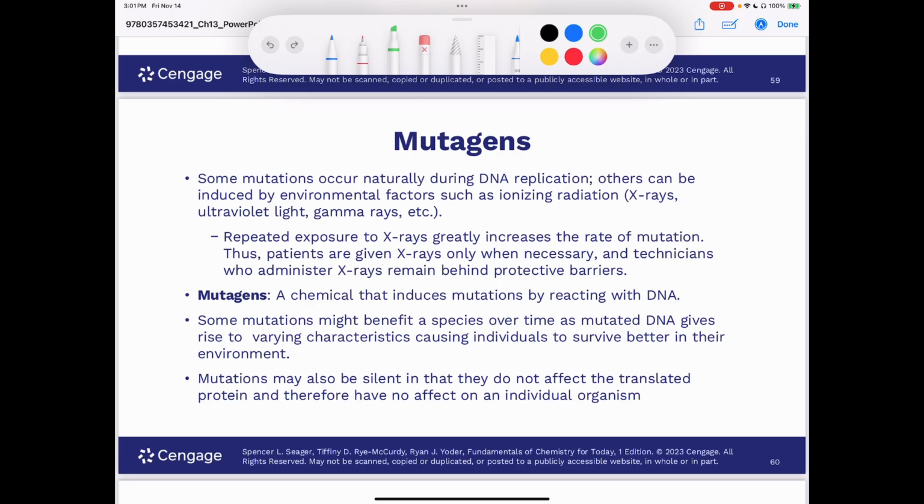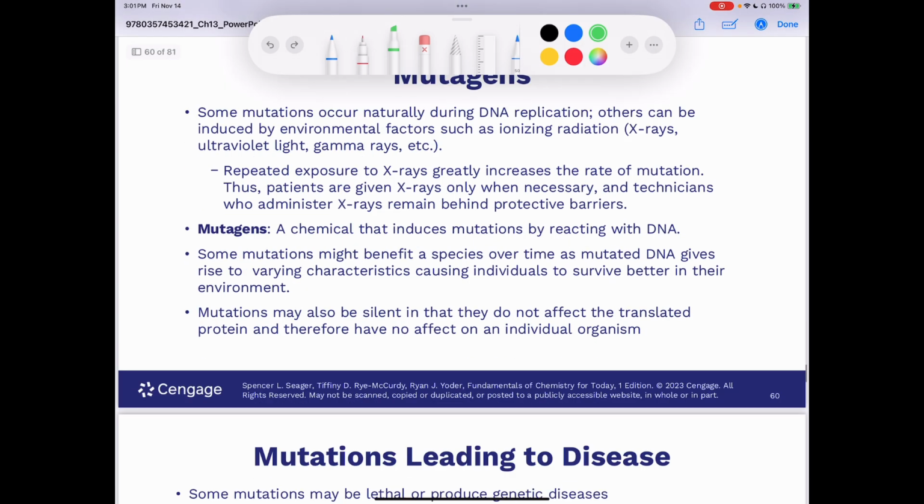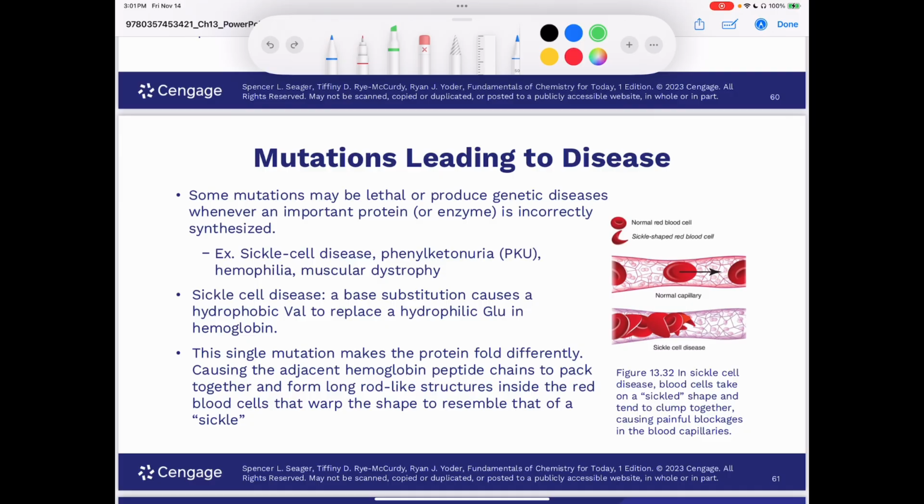Some mutations might benefit a species over time as mutated DNA gives rise to varying characteristics, causing individuals to survive better in their environment. Mutations may also be silent in that they do not affect the translated protein and therefore have no effect on an individual organism. Conversely, mutations may be lethal or produce genetic diseases whenever an important protein or enzyme is incorrectly synthesized. Sickle cell disease, phenylketonuria, hemophilia, muscular dystrophy, and many other conditions are the result of such mutations that have become permanently incorporated into the genetic makeup of certain individuals.